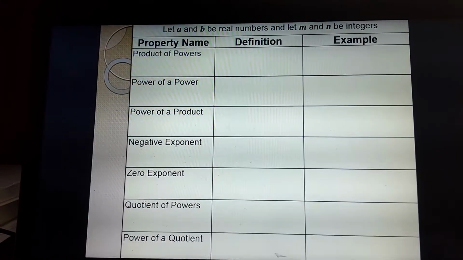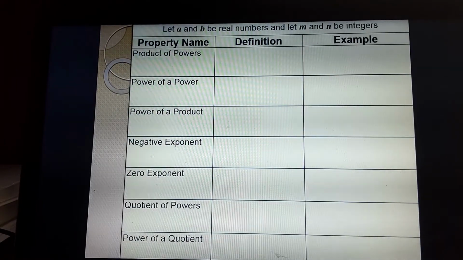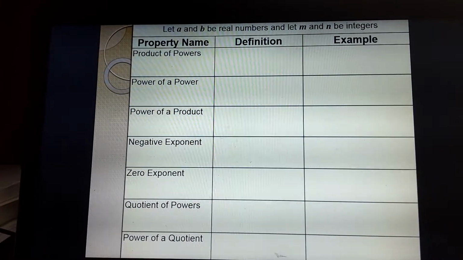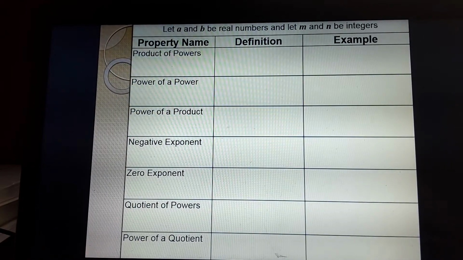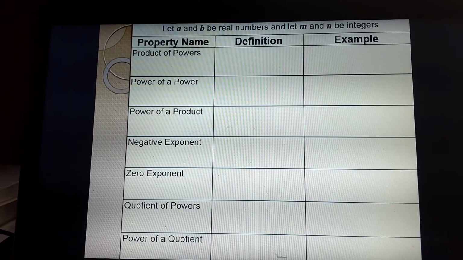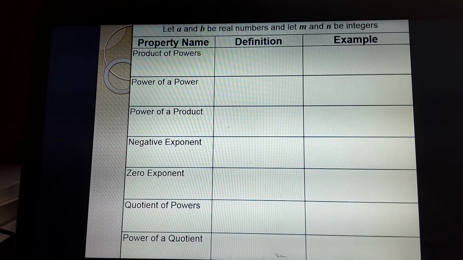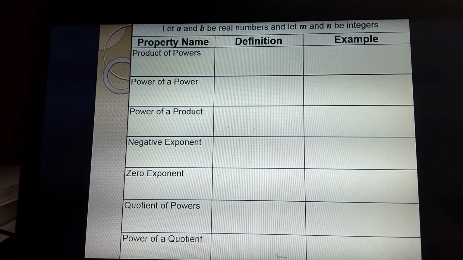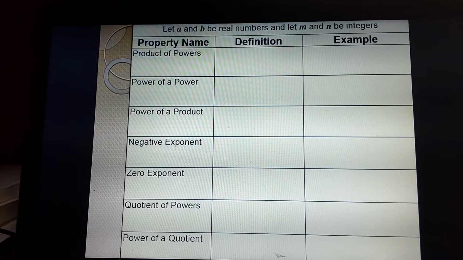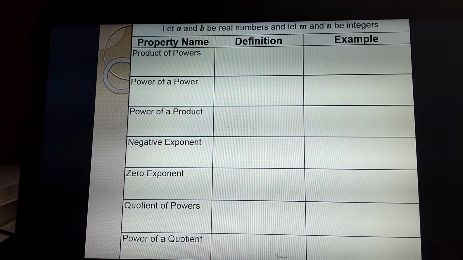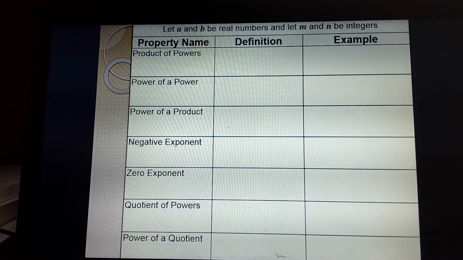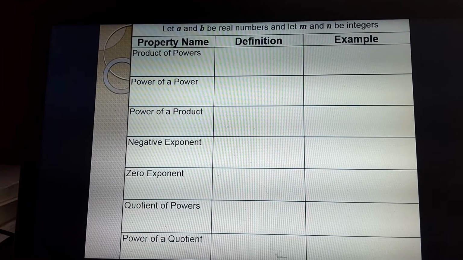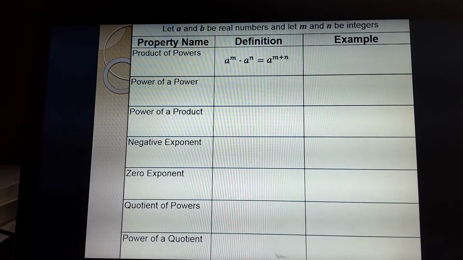Okay, so our first rule or property is called a product of powers. Now, I don't really care that you know the name of the rule. What I care is that when you see it in numbers and in math, you know what you have to do. The reason that this first one is called product of powers is because product means you're multiplying, and it means you're going to be multiplying powers. So this is what it looks like.